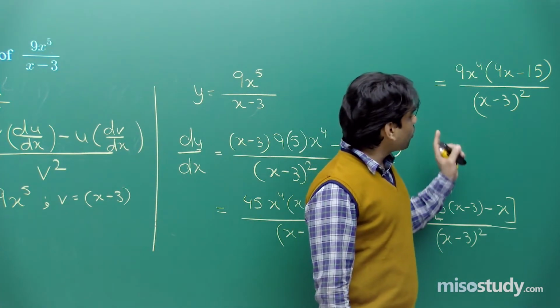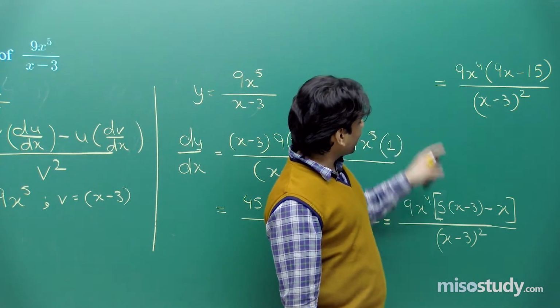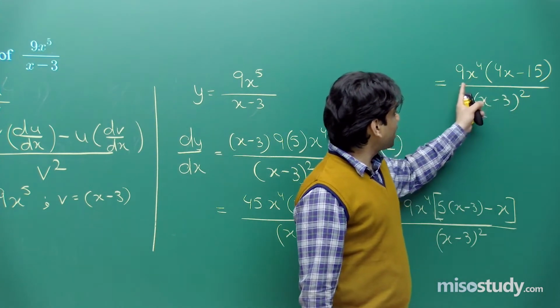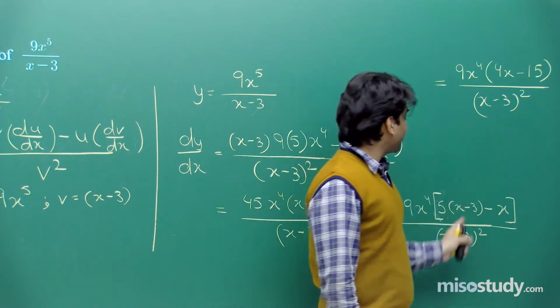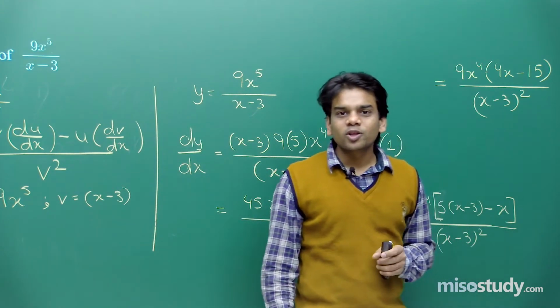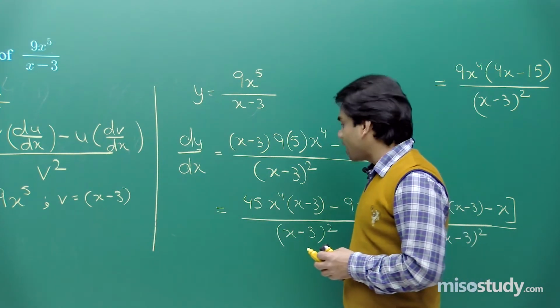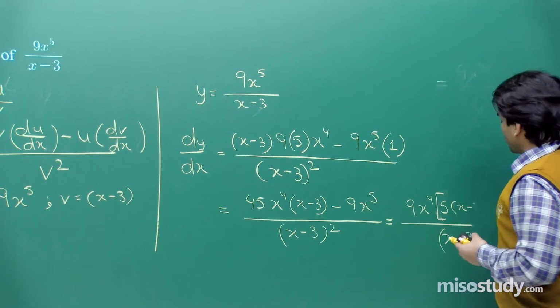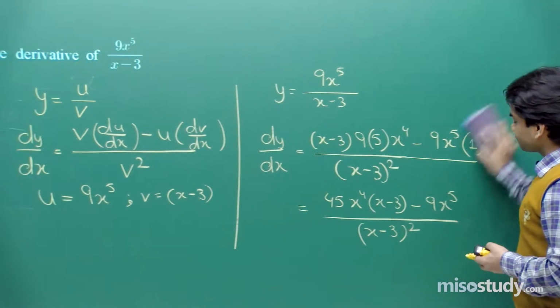Very simple form, you can reach it here. You can write 5x minus x, you'll be left with 4x, so 4x minus 15, and outside 9x power 4 divided by (x minus 3) whole square. Simple question, not too tough. I hope that you would have taken it down. Let me rub it and let us proceed with the next problem.